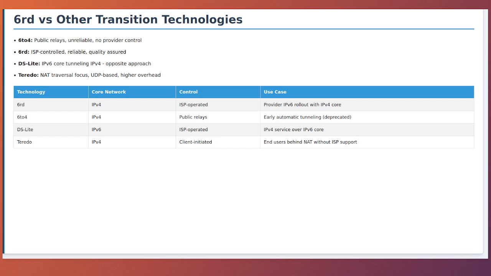6RD, being ISP operated, does not face these NAT traversal challenges because the CE router has a public IPv4 address or the ISP controls the NAT behavior. 6RD is much simpler, more reliable, and provides better performance than Teredo for ISP-managed deployments.